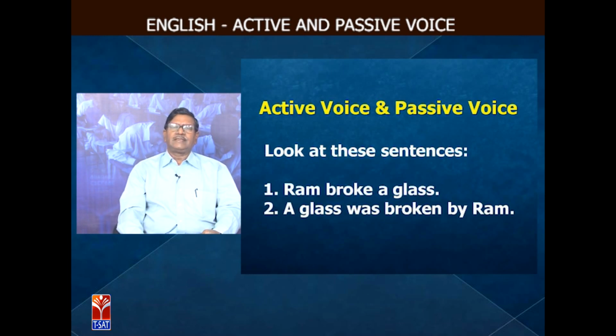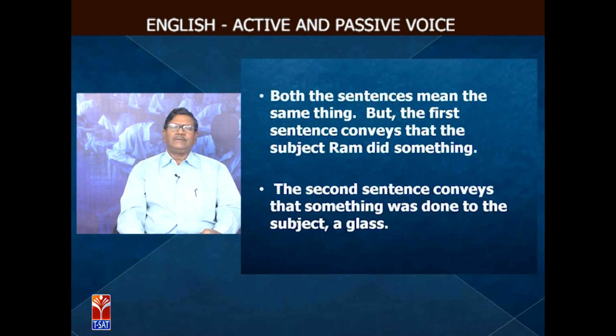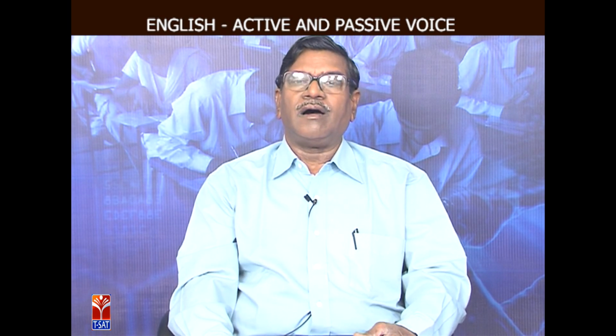Okay? Here, something happened to the glass. Glass was broken by Ram. Okay? So, even though both the sentences convey the same meaning, there is a little bit of difference. In the first sentence, the subject is Ram and glass is the object. In the second sentence, glass is the subject. And what is the part played by Ram? It is the object of the preposition by. Ram is the object of the preposition by.